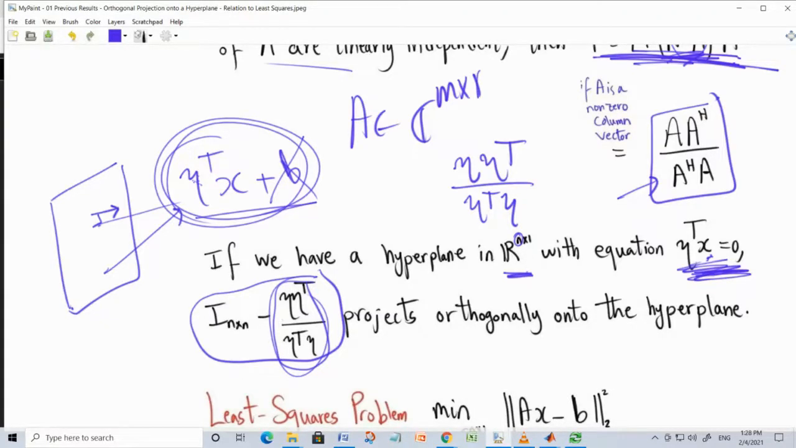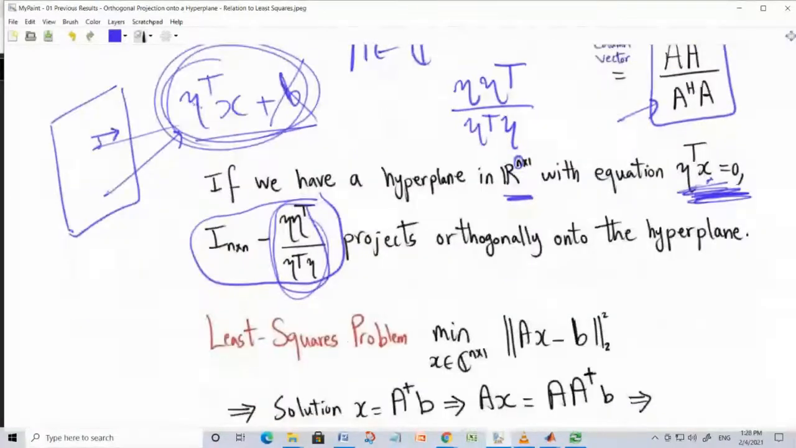Yeah, exactly. So this is what you do here. And again, I will leave for you the case: what if the hyperplane is not passing through the origin?